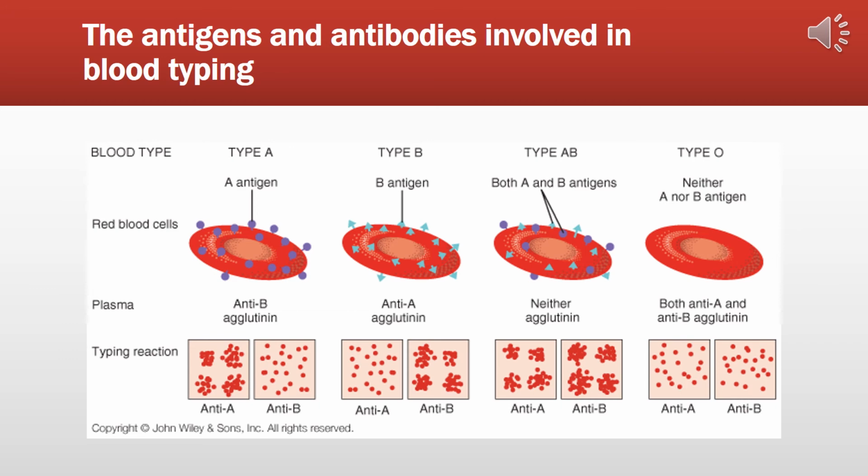And then here we have type O, which doesn't express either of the antigens, but it produces both the anti-A and the anti-B agglutinin, such that when we expose it to both anti-A and then anti-B, it doesn't clump with either of them, and that's how we tell it's O-type blood.